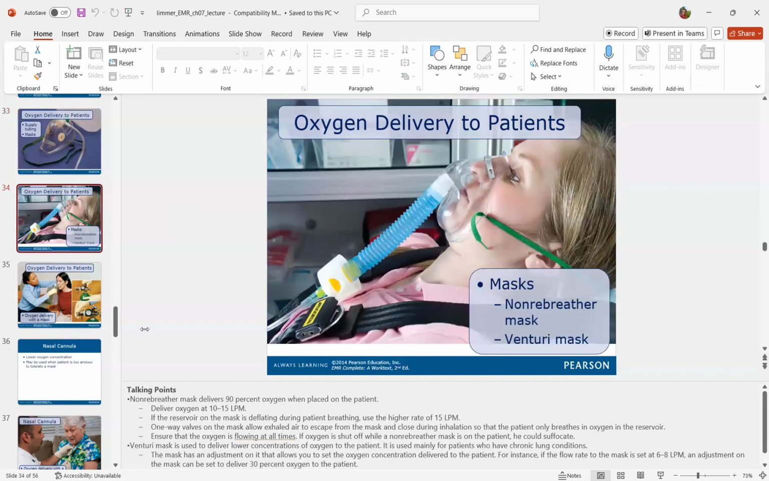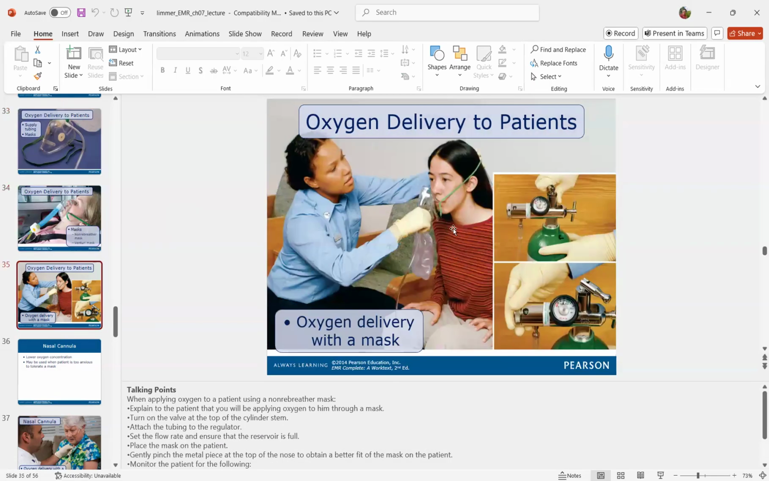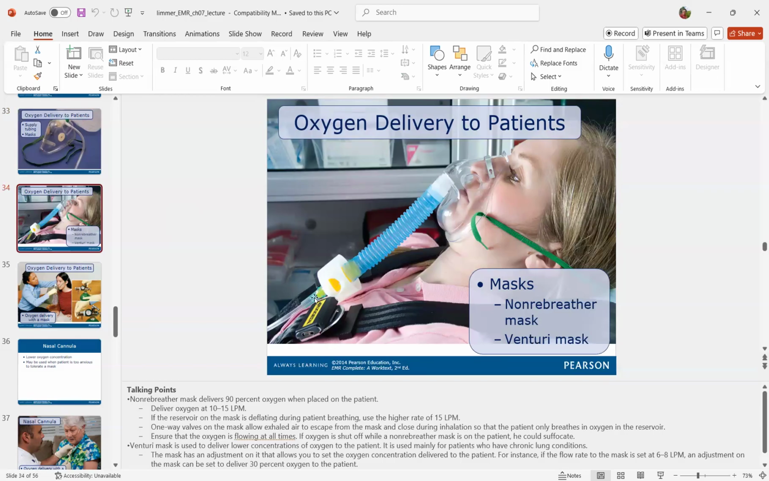So non-rebreather mask, which is not this. Actually, non-rebreather mask is this one with the bag on it. This is called a venturi mask. So a non-rebreather mask that delivers 90% of oxygen when placed on the patient. This is set at 10 to 15 liters per minute. If the reservoir in the mask is deflating during the patient's breathing, we want to use that higher rate of 15.